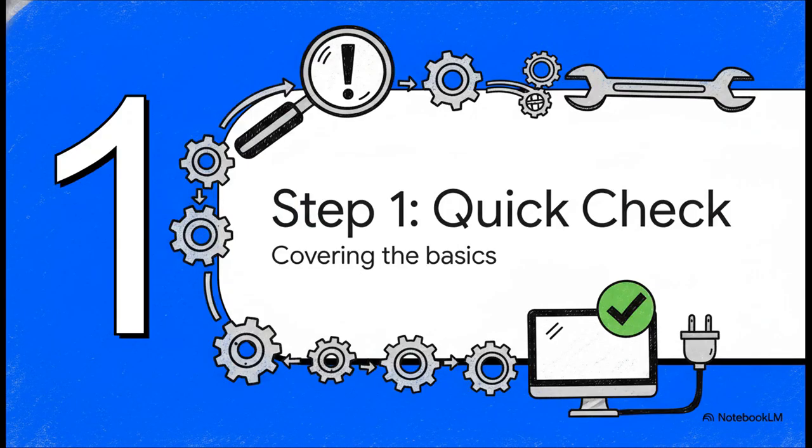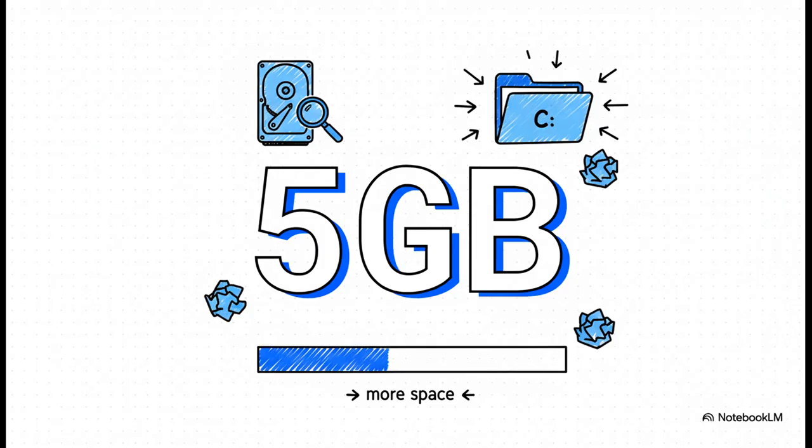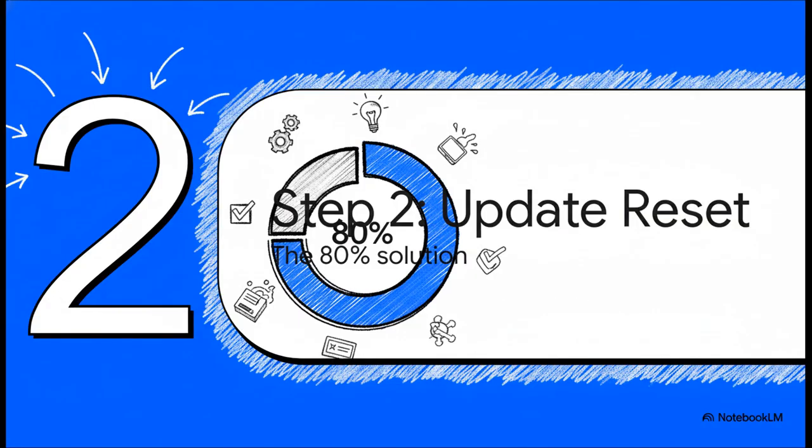Okay, before we roll up our sleeves and get into the more technical stuff, we need to check one very simple thing that you'd be surprised is often the real reason your updates are failing. Yup, it's disk space. It's that simple. Windows needs room to download and unpack all these big update files. So here's what I need you to do right now. Open up your File Explorer, take a look at your C drive, and make sure you have at least 5 gigabytes of free space. If you don't, that's your first job. Go clear some room.